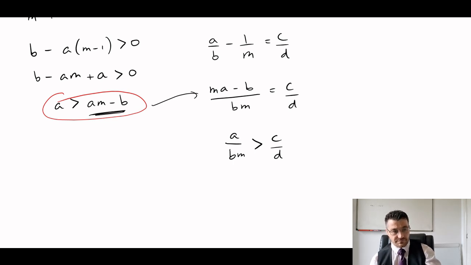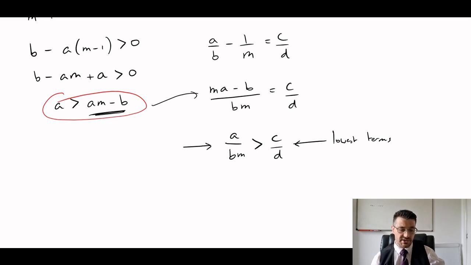Okay, so remember C over D. Little bit of information that we're told about C over D. What was it? It's in its lowest terms. Okay. These little bits of information that you're given, they're so important. Really pay attention to them. C over D is in its lowest terms. It doesn't cancel down any further. However, A over BM may or may not be in its lowest terms.